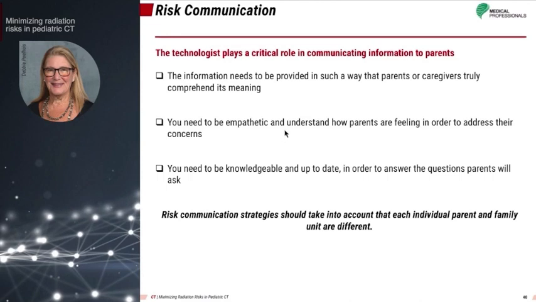especially in pediatric imaging. You need to be empathetic and understand how parents are feeling in order to address their concerns, and you need to be knowledgeable and up to date in order to answer the questions parents will ask. Risk communication strategies should take into account that each individual parent and family unit are different. They come from different cultural backgrounds, they have different experiences, and their perceptions of the healthcare institutions are very different.